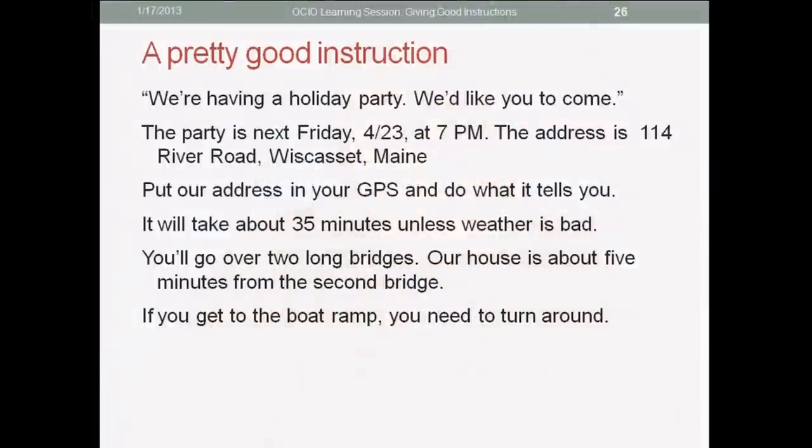Here's a pretty good instruction. Just look through it and see what you see there. All right, what do you think? Yes.